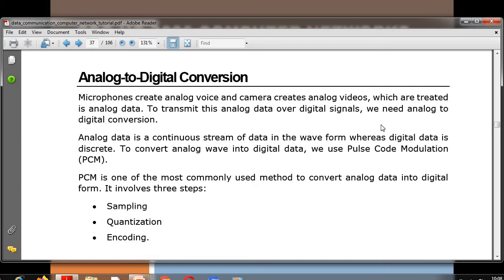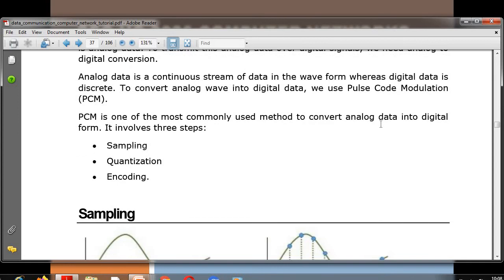Analog data is a continuous stream of data in waveform, whereas digital data is discrete. To convert an analog wave into digital data, we use pulse code modulation, PCM. PCM is one of the most commonly used methods to convert analog data into digital form. It involves three steps: sampling, quantization, and encoding.